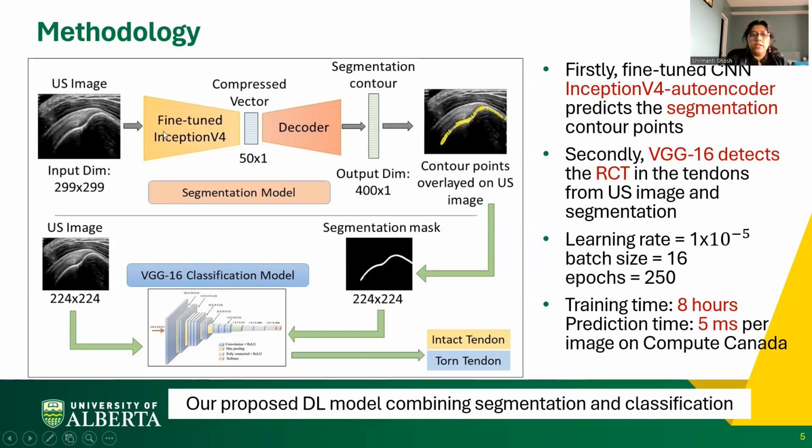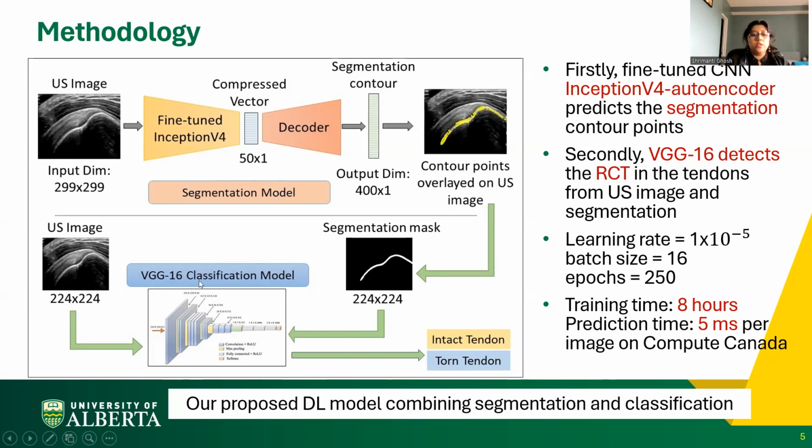For the segmentation model, we used a fine-tuned CNN, that is the Inception V4, and along with that, we used an autoencoder as well. The reason we used an autoencoder here is to reduce the dimensionality of the vector. The autoencoder reduces the dimensionality of the vector, and the decoder part of the autoencoder reconstructs the original segmentation contour points. This is a landmark based segmentation model, not a conventional semantic segmentation model. This is the first step.